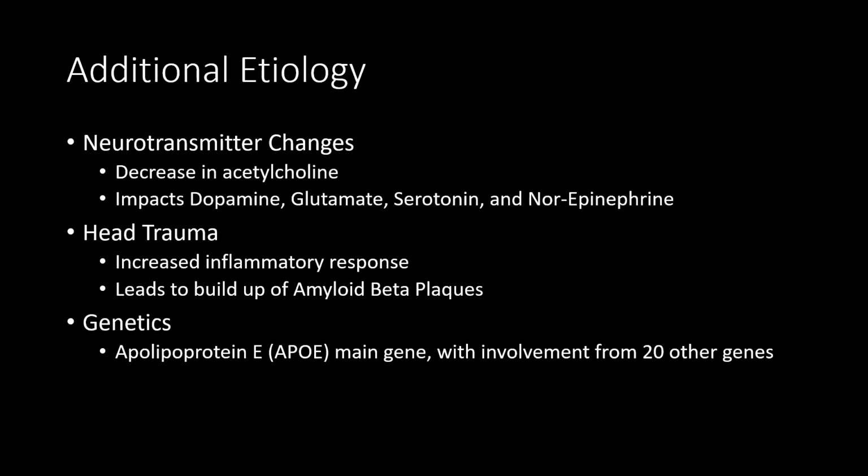Additional causes of Alzheimer's disease includes neurotransmitter changes, in particular a decrease in acetylcholine. It also impacts the way that dopamine, glutamate, serotonin, and norepinephrine works in the body. Alzheimer's disease can develop through head trauma, especially if that head trauma has led to an increased inflammatory response, because the increased inflammatory response leads to buildup of that amyloid beta plaques. Also, as I mentioned, we do see a genetic component with it, especially with APOE gene. We do also know that about 20 other genes may be involved, but the main gene will be that APOE.